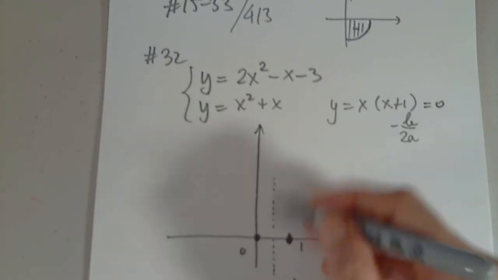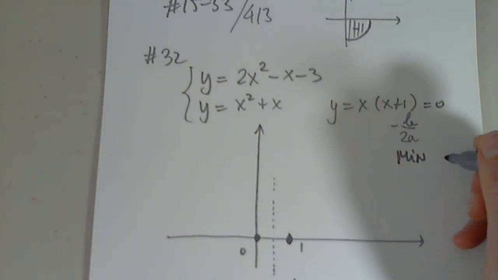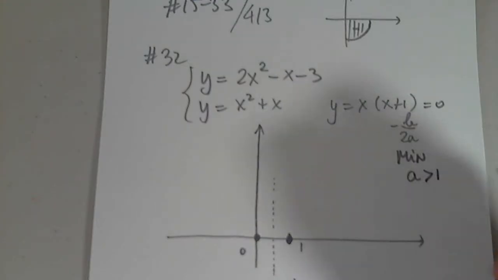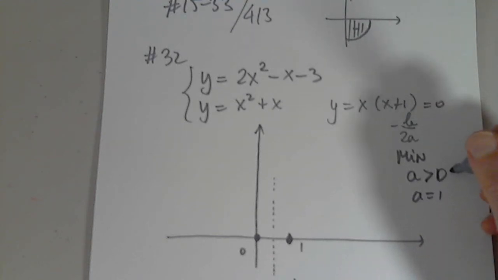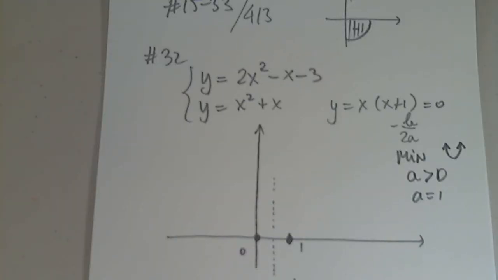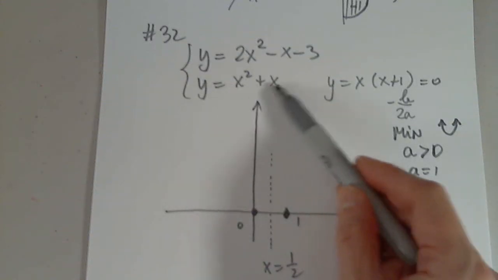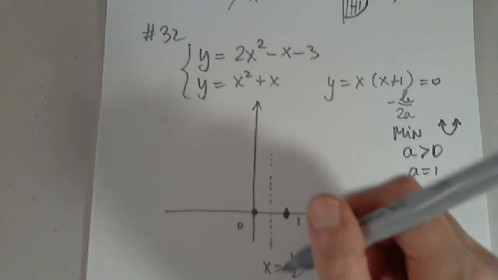But I don't know how high. I do know that the function has a minimum. How do I know? Because a, the leading coefficient, is 1, greater than 0. Every time it's greater than 0, the function looks like this. The quadratic function has a minimum. So all I have to do is just plug in 1/2 in the function. So 1/4 plus 1/2 is 3/4.